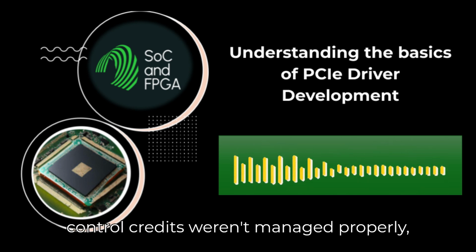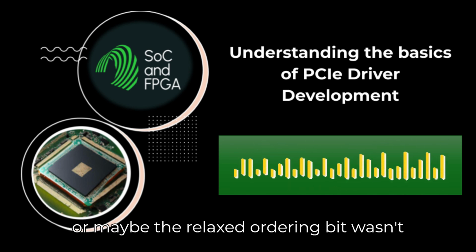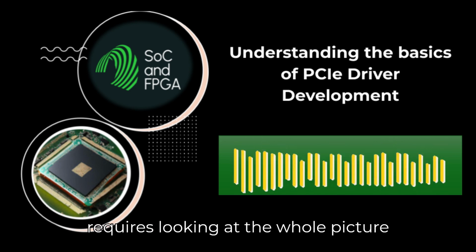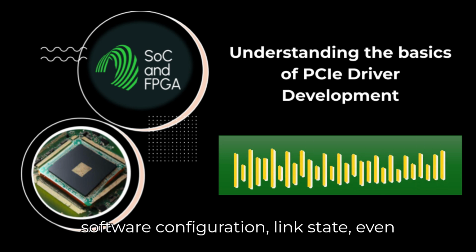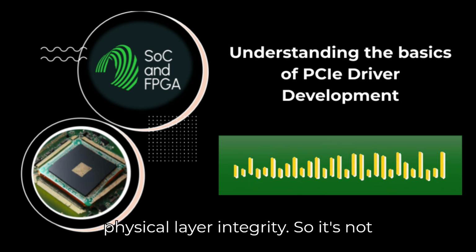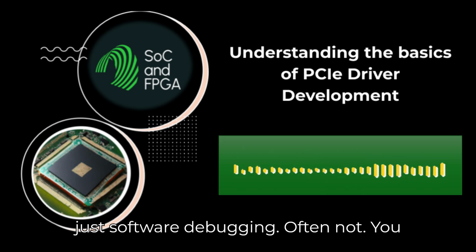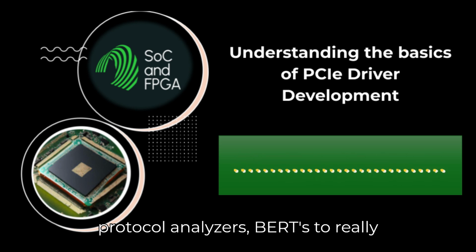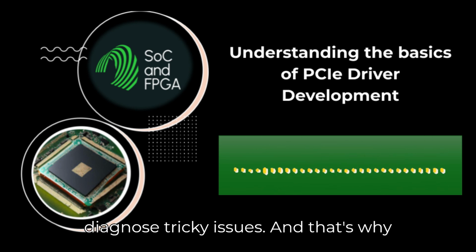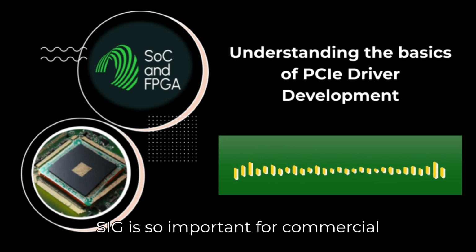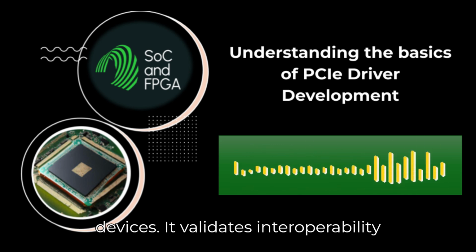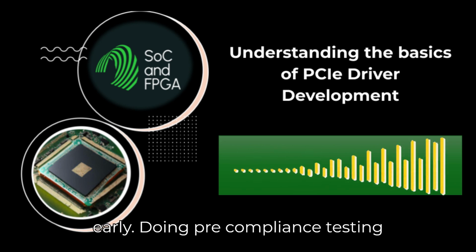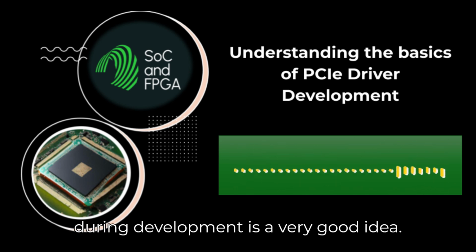This could mean flow control credits weren't managed properly, or maybe the relaxed ordering bit wasn't set correctly for certain transaction types. The point is, debugging often requires looking at the whole picture: software, configuration, link state, even physical layer integrity. So it's not just software debugging. Often not. You might need hardware tools, oscilloscopes, protocol analyzers, BERTs, to really diagnose tricky issues. And that's why PCIe compliance testing through the PCI-SIG is so important for commercial devices. It validates interoperability and catches many potential problems early. Doing pre-compliance testing during development is a very good idea.